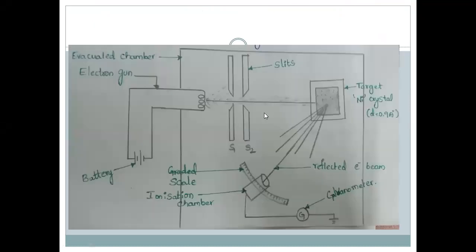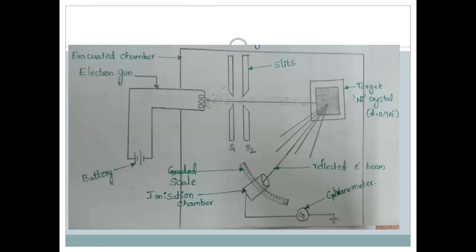this experimental arrangement consists of one electron gun, which is connected to a potential. This electron gun will readily give you a beam of electrons which are fast moving. So it is ready to produce fast moving electron beams. These fast moving electron beams, we make them flow through two slits S1 and S2. The use of these slits is to make them fine and sharp.